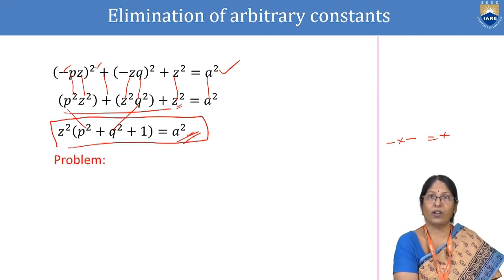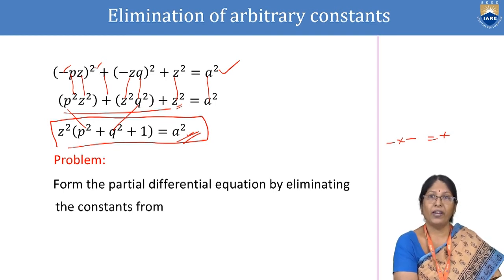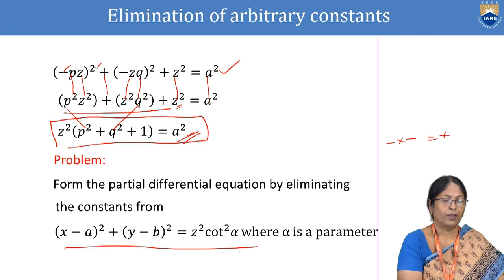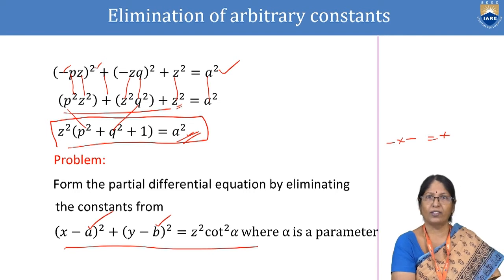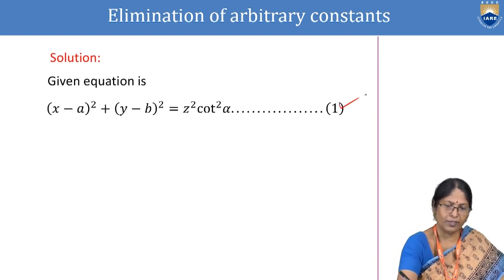One more problem we will concentrate. Form the partial differential equation by eliminating the constants. So here they are telling a and b to be removed. Any notation we can use, but in the final answer a and b should not be there. So the given equation we are naming as 1.